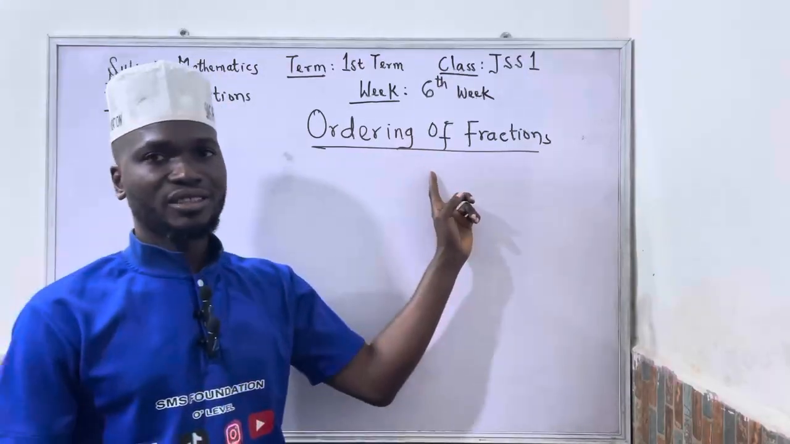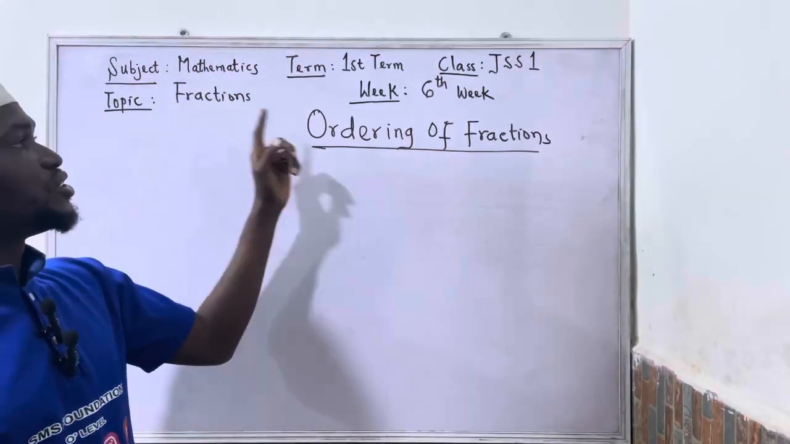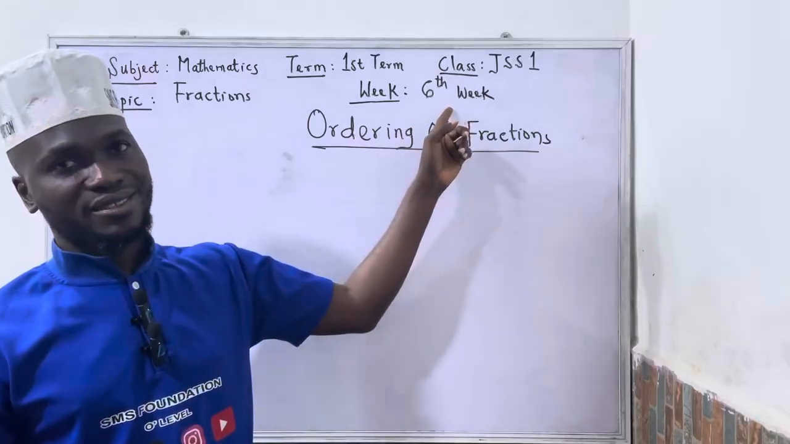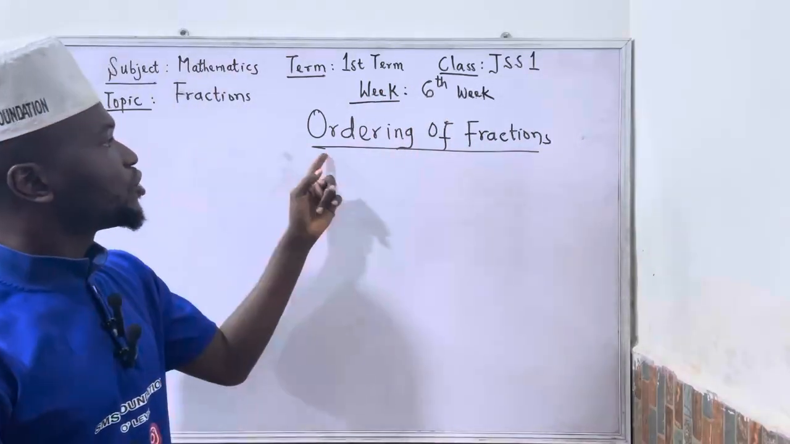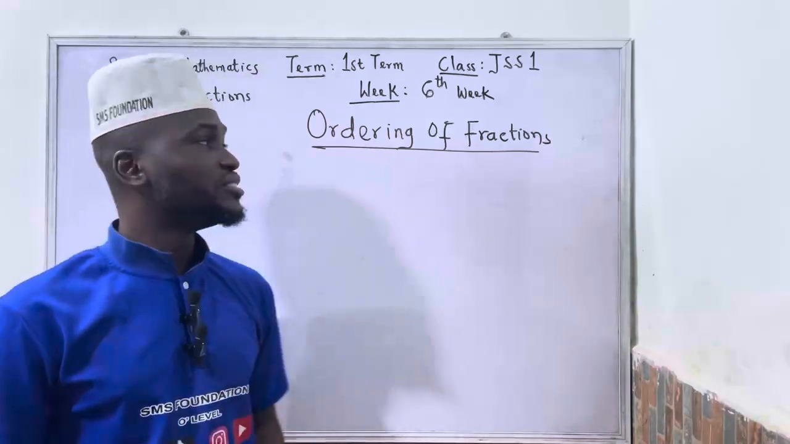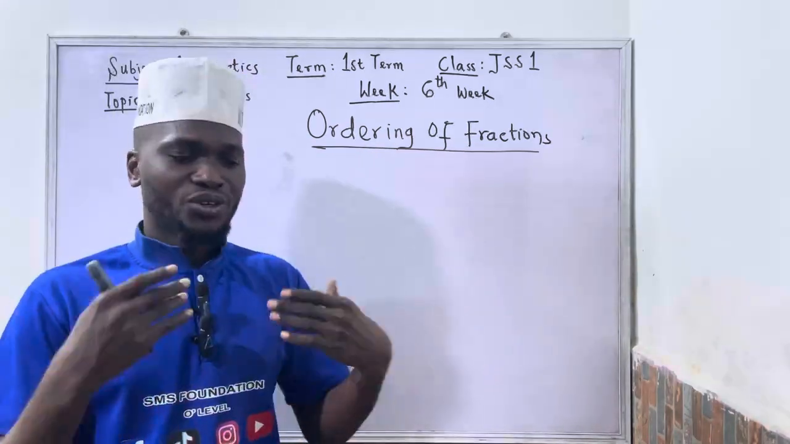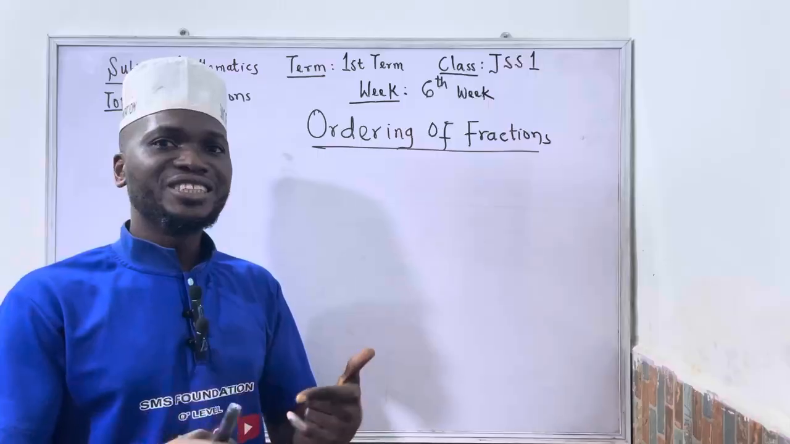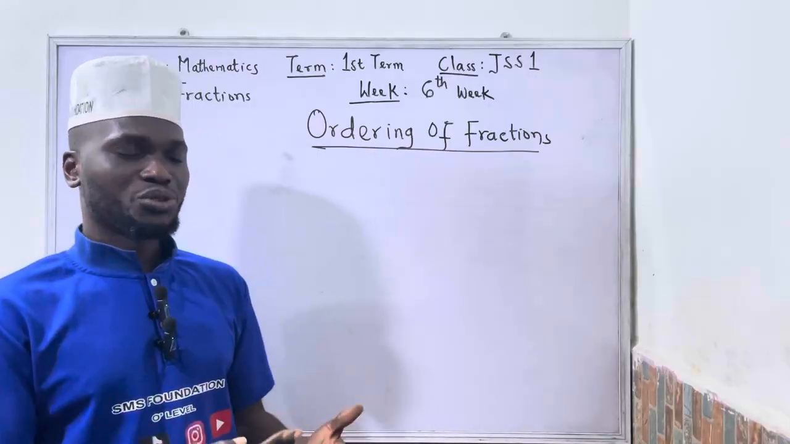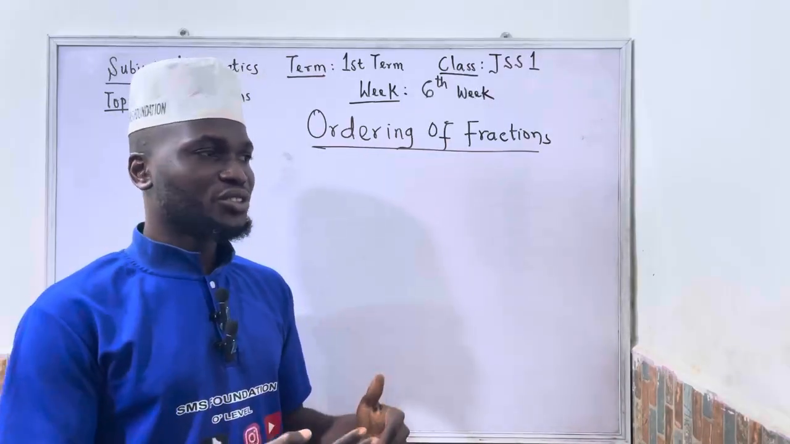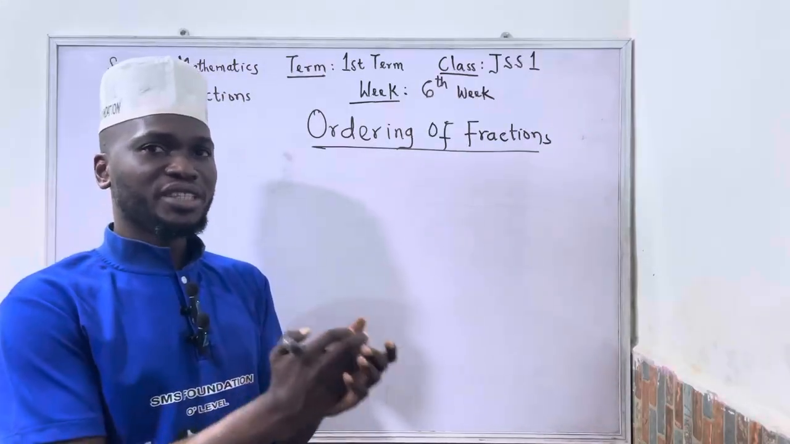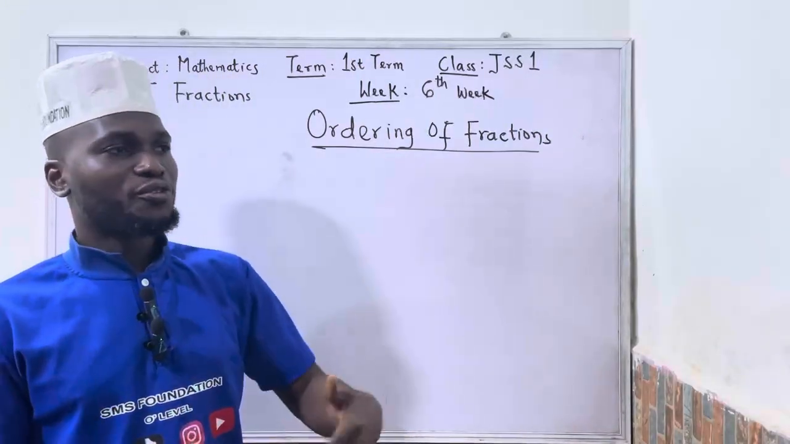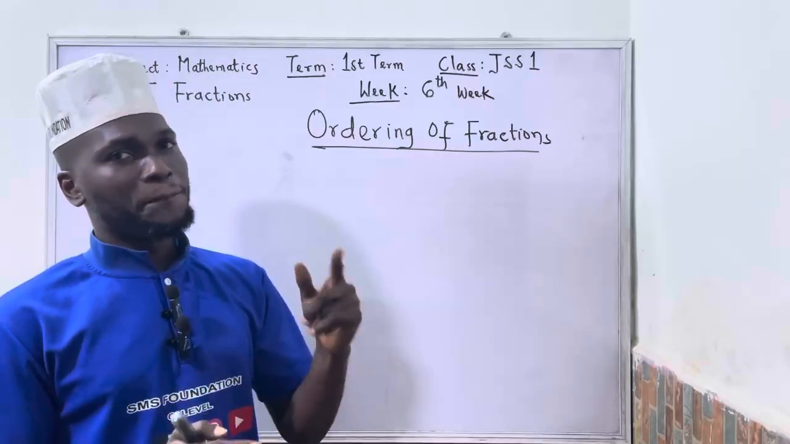This is the first subtopic under fraction that we'll be doing in week 6 based on the arrangement of your syllabus. Now, what does ordering of fraction mean? In a simple language, ordering of fraction means arranging fractions. So we can arrange fractions in order of size, whether from the biggest to the smallest or from the smallest to the biggest.